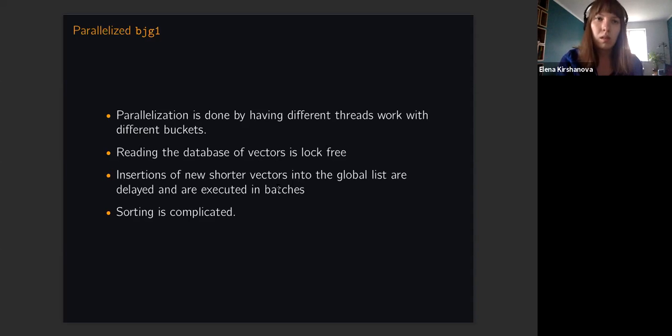So this is what about parallelized BGG1. The parallelization happens between the buckets. So you distribute the bucket centers around the working threads. Triple sieve.